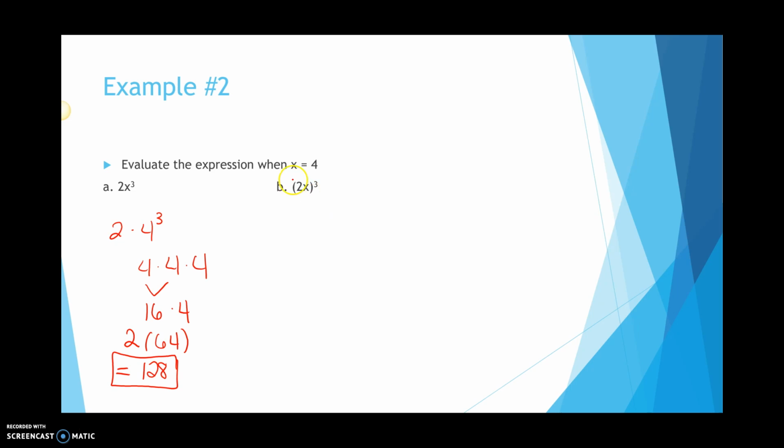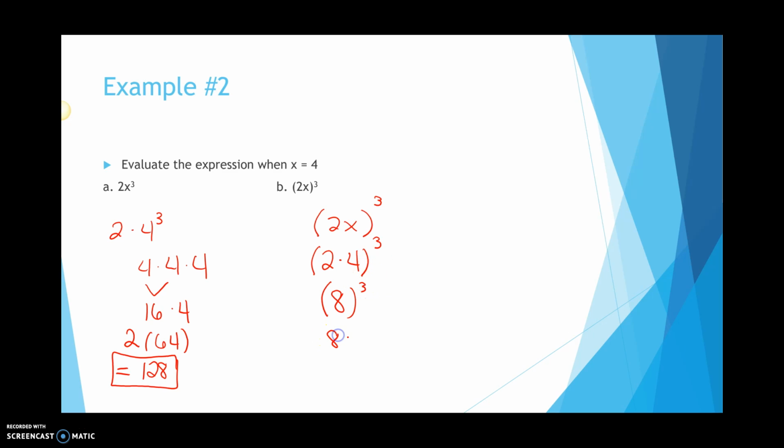Now if we look at B, it looks very similar, but notice we have parentheses here, and the parentheses are around the 2x. So we have parenthesis 2x raised to the 3rd power. That's a little different because of those parentheses. What that means is 2 times x, 2 times 4. We get that and then take that to the 3rd power. So 2 times 4 is 8, 8 raised to the 3rd power.